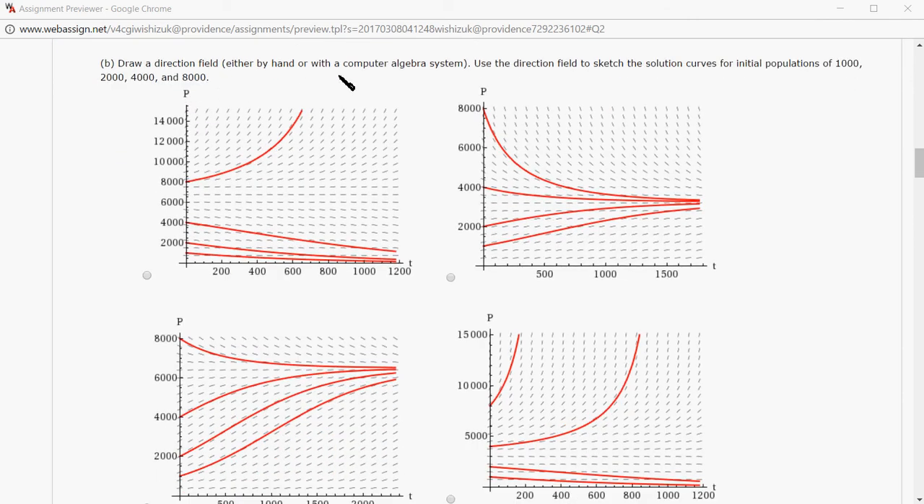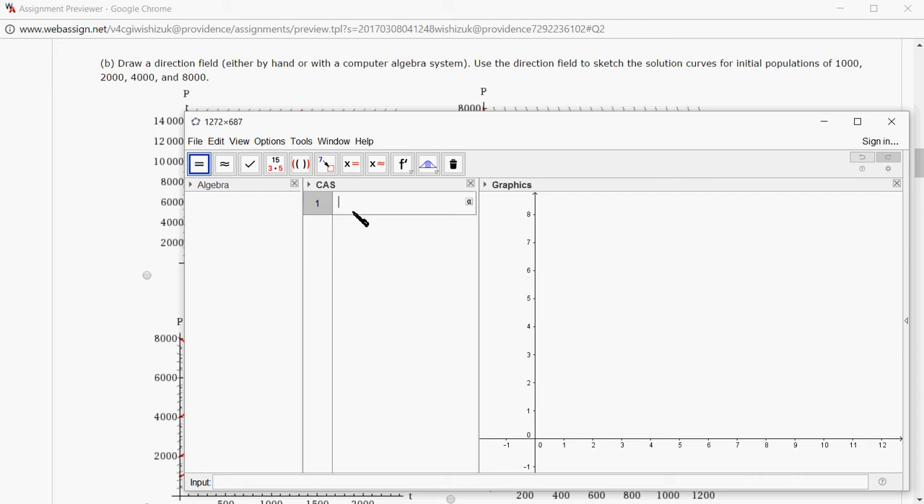Draw a direction field. I'm going to use GeoGebra to do that. So I'm going to bring up GeoGebra. Alright, so here I'm going to actually define capital F of x comma y. This is going to be equal to 0.0017. Instead of P, I'm going to use y. Then 1 minus y over 6,500. Alright, so put that in there.